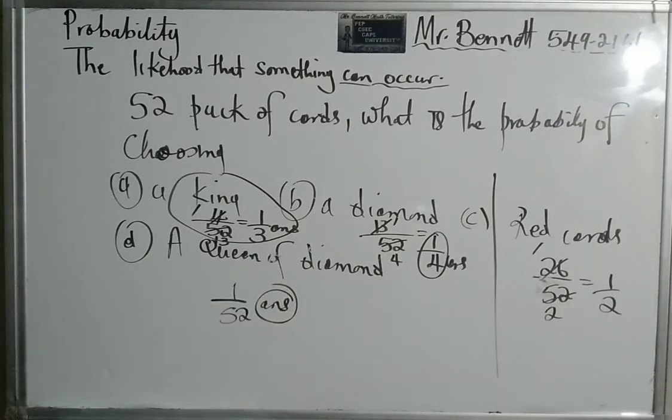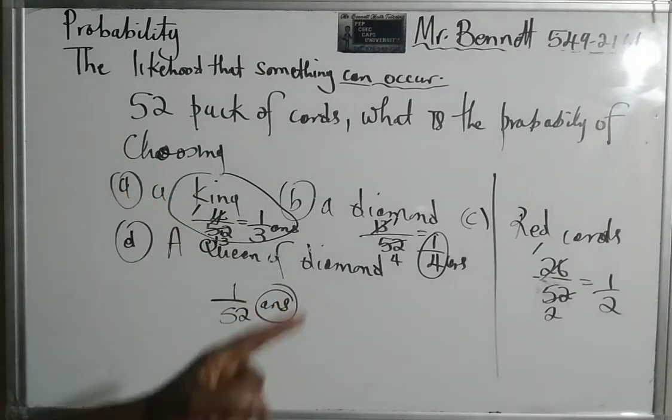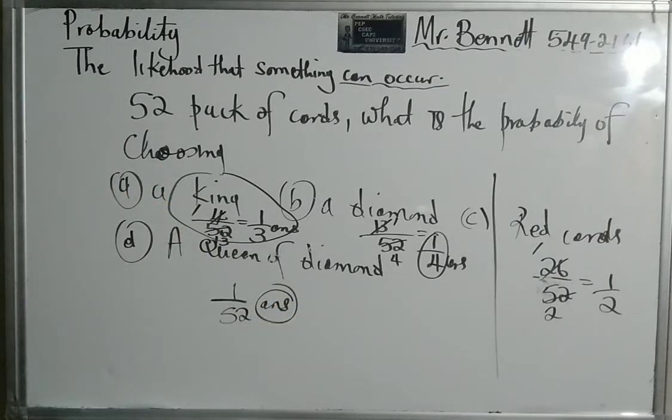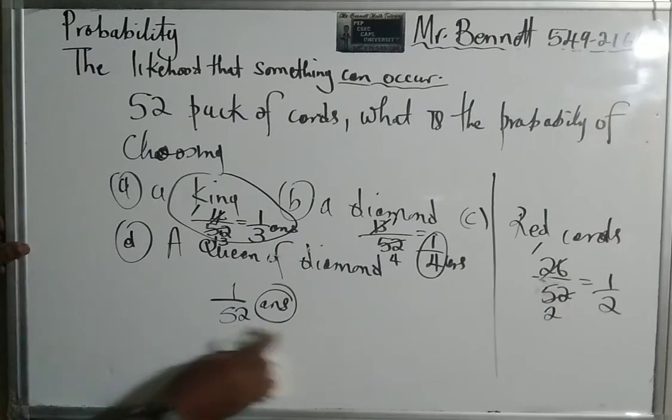So based off of that, which do you think would be the hardest to pick of all of those? Correct. The queen of diamond, because it's one specific thing. What about the easiest one? A red card. Correct. Because you have 26 options out of 52. Let us look at another one.